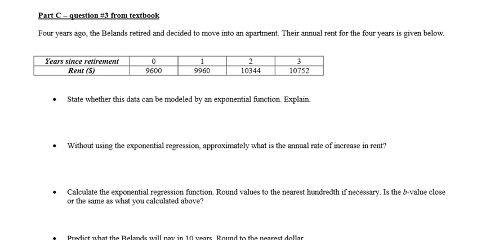Okay, here's question 3 from the textbook. 4 years ago, the Belans retired and decided to move into an apartment. Their annual rent for 4 years is given below. 9,600, 9,960, 10,344, and 10,752. Can this be modeled by an exponential function?